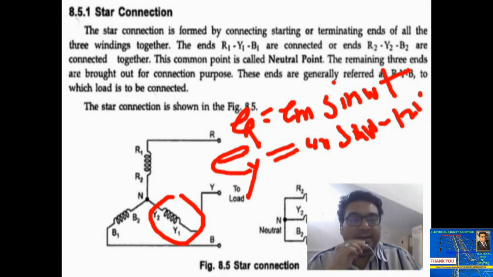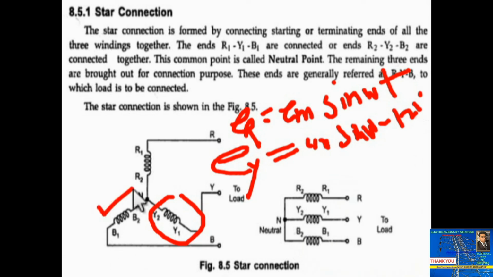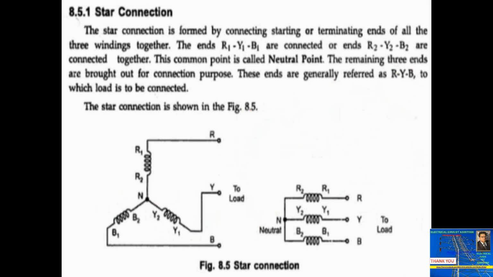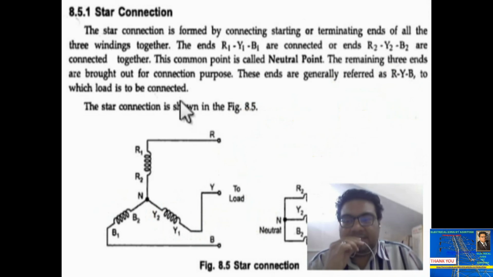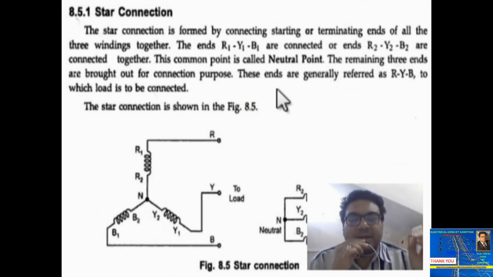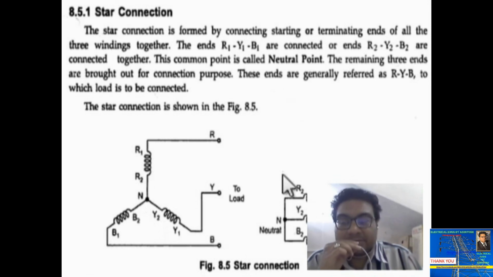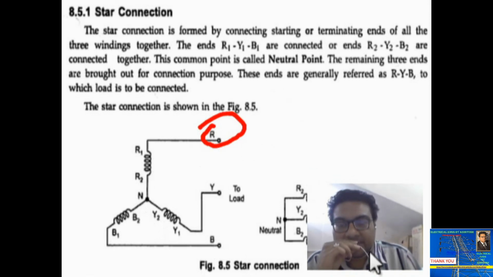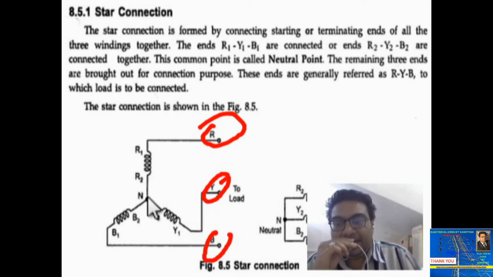So guys, this is important. And then in the third phase, the induced voltage EB is equal to EM sine omega t minus 240 degrees or plus 120 degrees. So guys, this is very important. So these are the induced EMFs in the three phases. And that is why this system is called a three-phase 4-wire system, because there are three wires, the three phases RYB, and one additional wire which is a neutral connection over here. You can see this is the neutral connection.